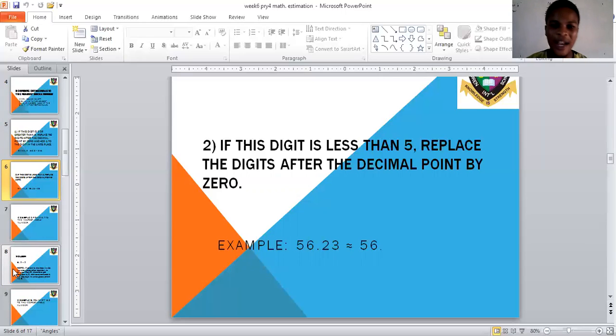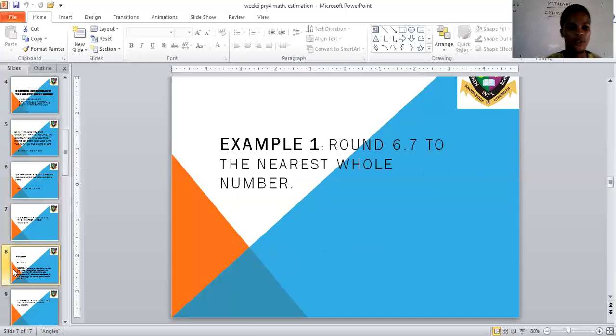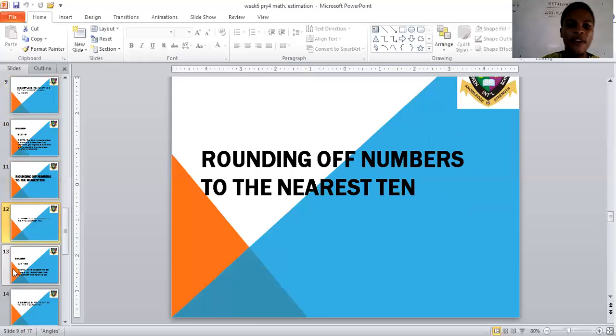So always look at the number or digit in the 10th place before you know what to do. If the number in the 10th place is less than 5, you do not add. You only change everything to 0 and write the whole number as it is, that is 56, without changing it. But if the number is up to 5, you change it to 0 and add 1 to the figure in the unit place. Good.